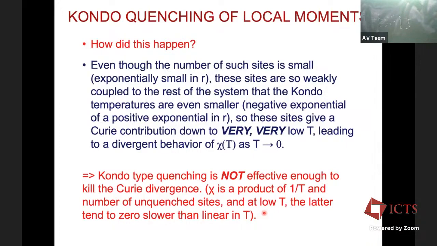So the net result is that Kondo-type quenching is not going to solve the problem. We are still going to get a susceptibility that diverges, even though this is a metal.